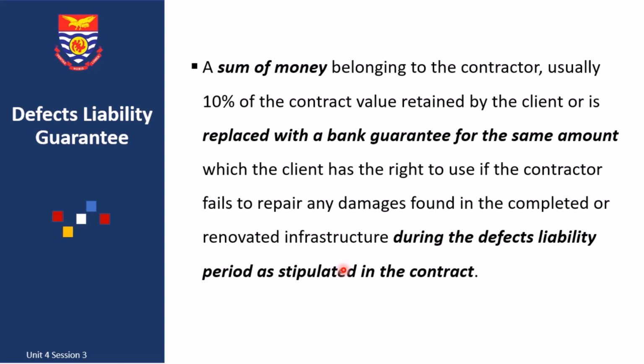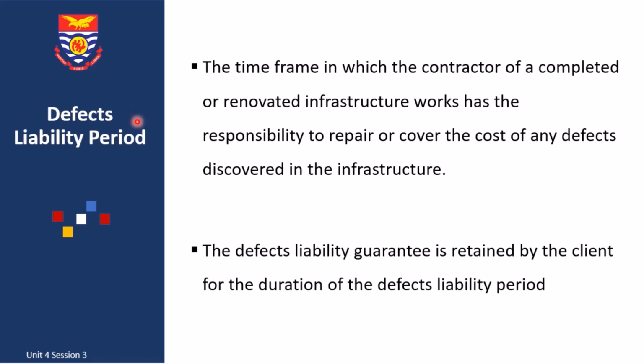And one key thing that we have to note is that the terms of the defect liability, as well as the defect liability guarantee and the defect liability period, are all usually stipulated in the contract. So the buyers do not externally determine this amount of money, and neither do they externally determine the defect liability period. So obviously the defect liability period is the time frame in which the contractor has the obligation to repair or cover the cost of any defect that is discovered in the infrastructure.